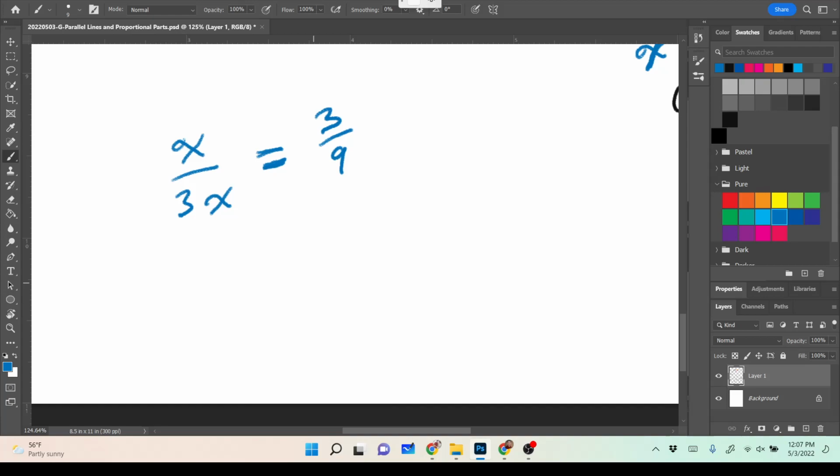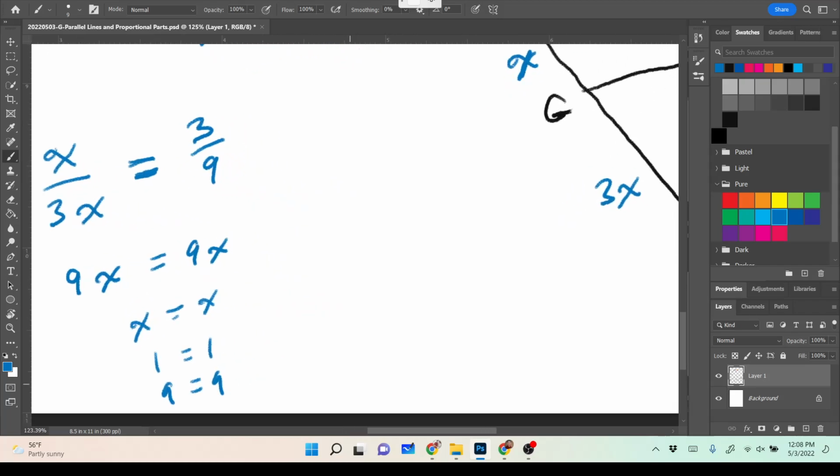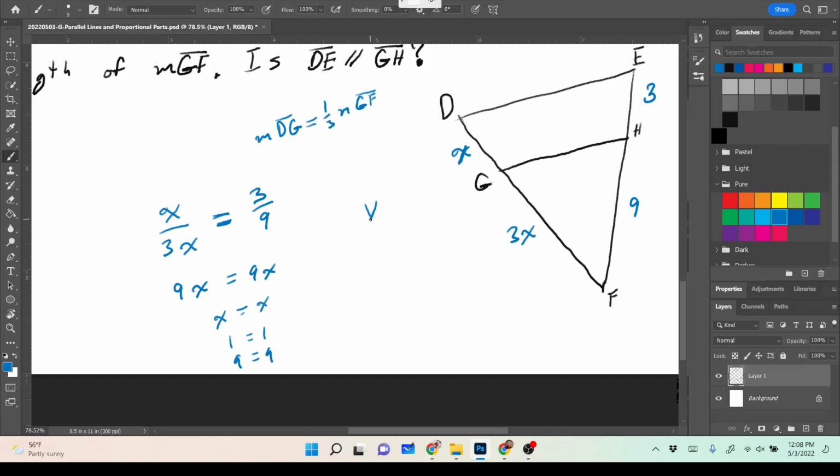What's X times 9? 9X equals 9X. So X equals X, or 1 equals 1, or 9 equals 9. Any of those we could get to from there, right? Any of those are true, so the answer is yes. How's that sound? Reasonable?